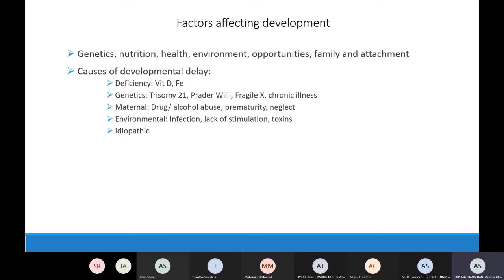Environmental factors and opportunities, so their home environment, for example, if they're growing up in abusive homes, if they've been neglected, if they were born prematurely, lack of stimulation, exposure to any toxins. And the maternal factors as well, they might have any attachment issues there, and also if the mother was abusing alcohol or drugs whilst pregnant. And then there's also idiopathic causes too.